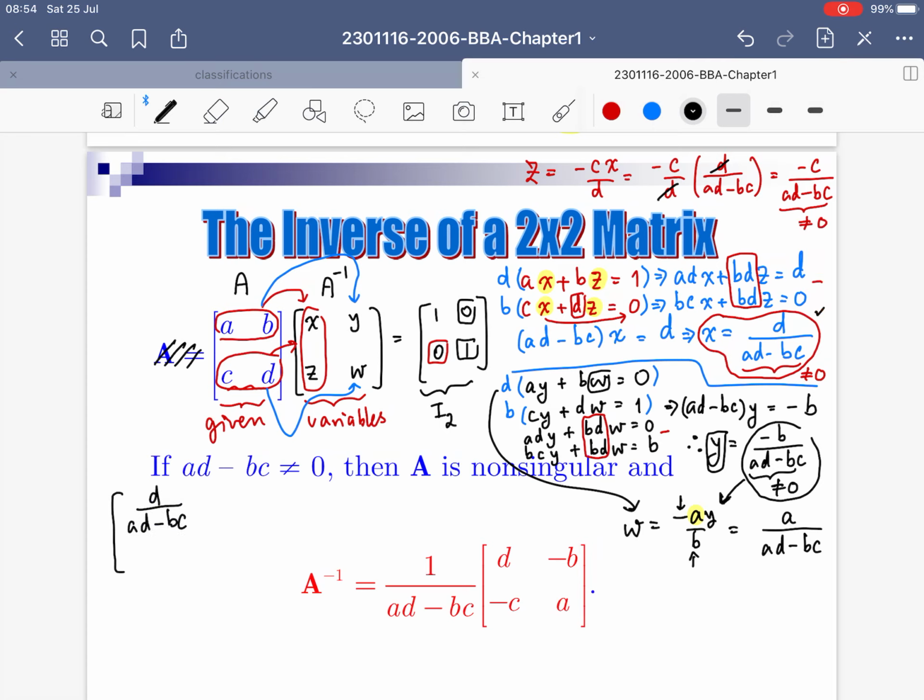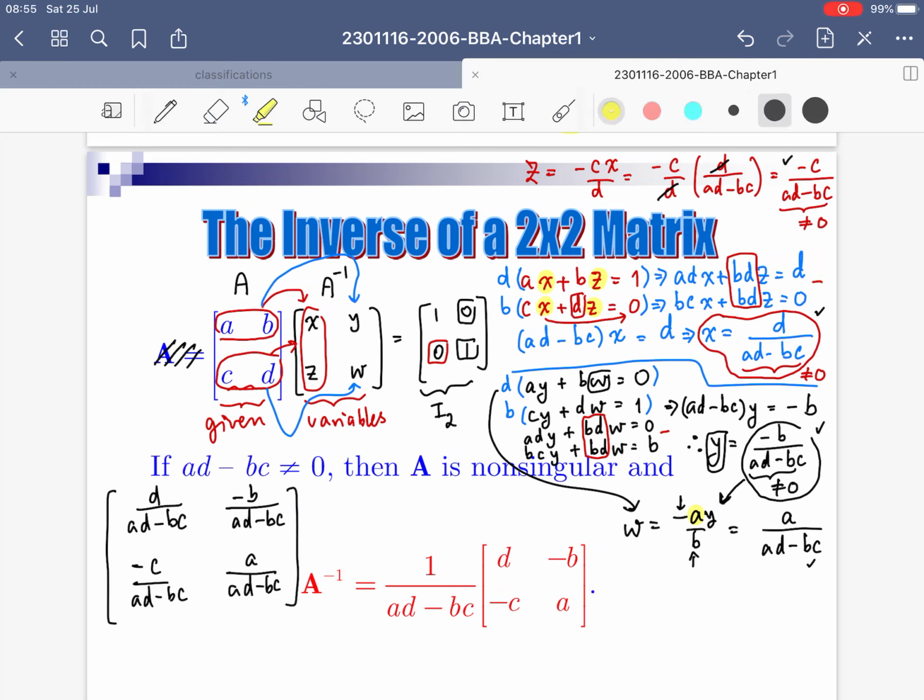Here's your X. Your Y is right there, minus B over AD minus BC. And your Z over here is negative C over AD minus BC. And your W is right there, it is A over AD minus BC.